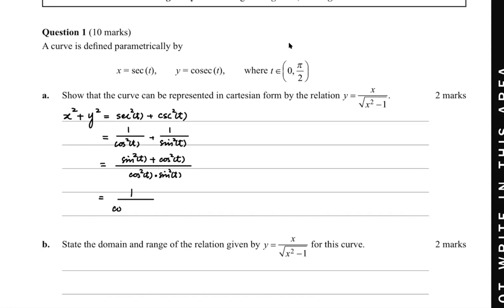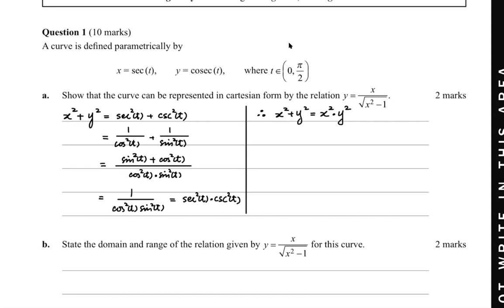So now I have 1 over cosine squared t times sine squared t. You should notice that that is exactly secant squared t times cosecant squared t. Therefore, we know x squared plus y squared is actually x squared times y squared.